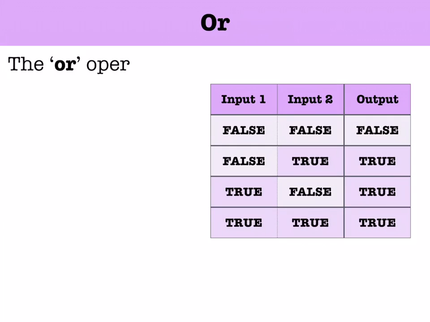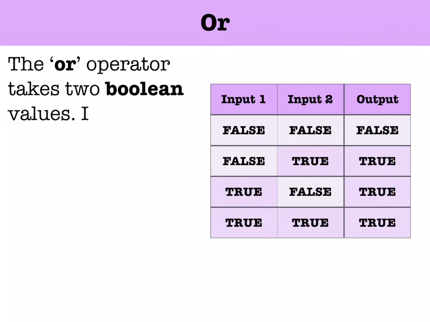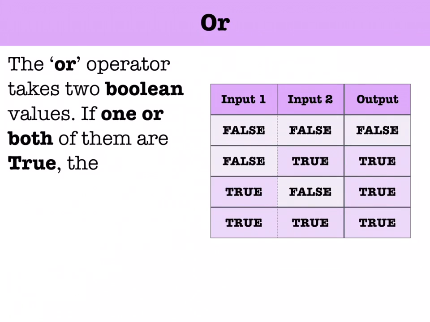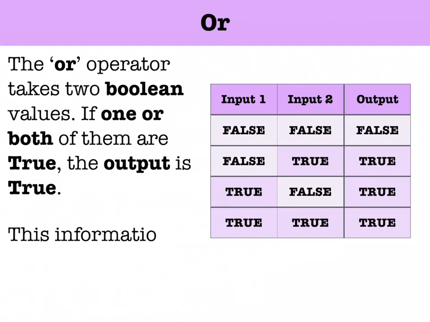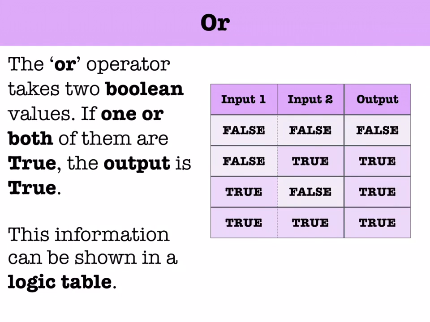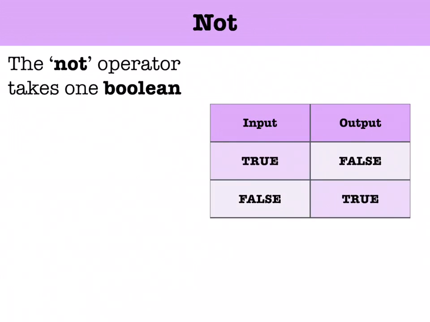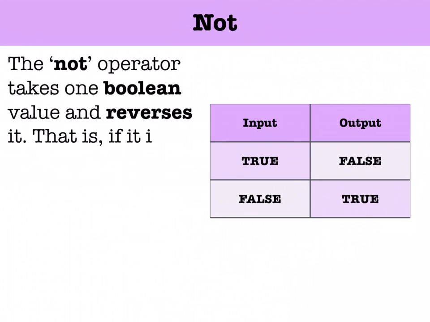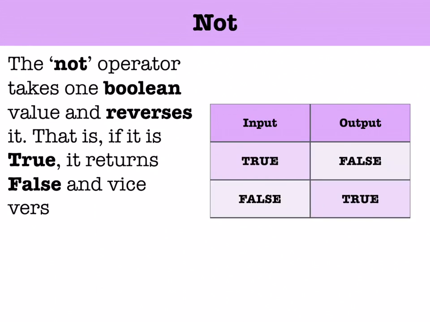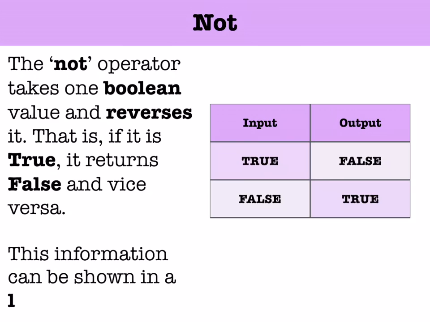The OR operator takes 2 Boolean values. If one or both of them are true, the output is true. Otherwise, it is false. This information can be shown in a logic table such as the one on the right. Unlike the other logical operators, the NOT operator takes only one Boolean value and reverses it. That is, if it is true, it returns false and vice versa. This information can be shown in the logic table on the right.